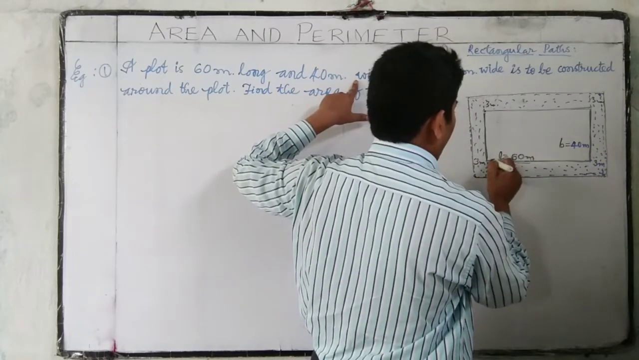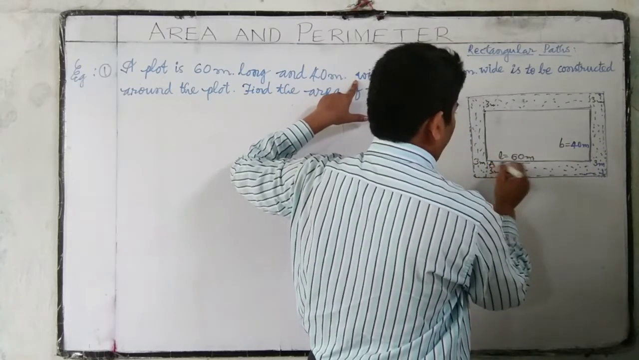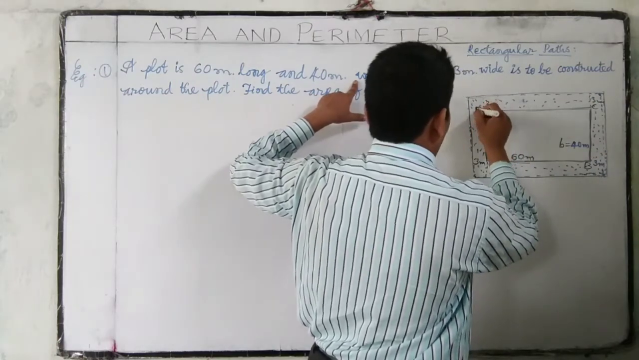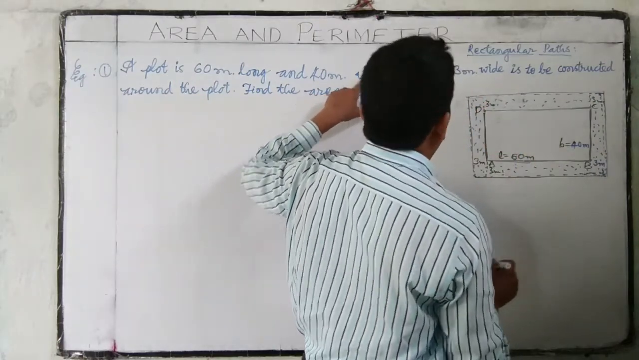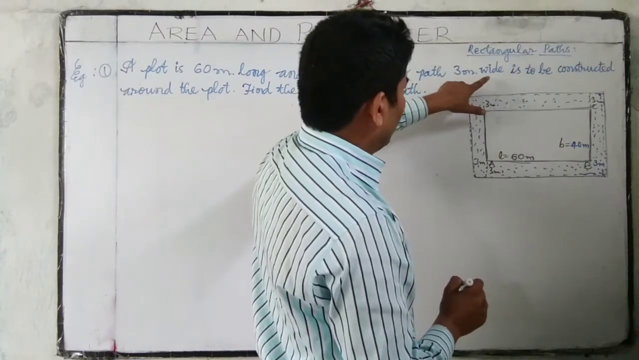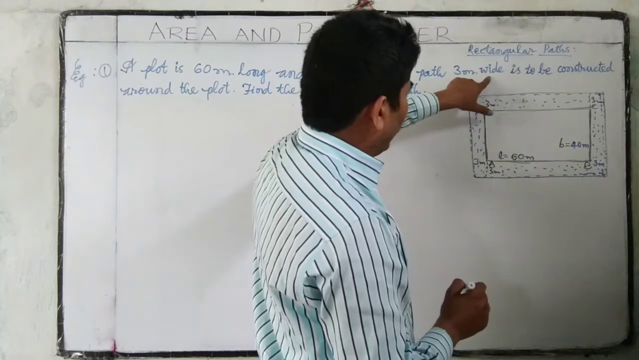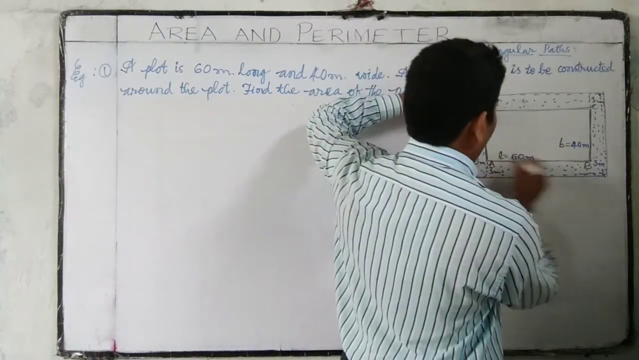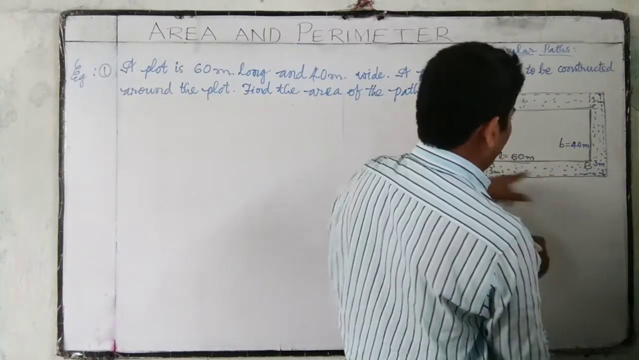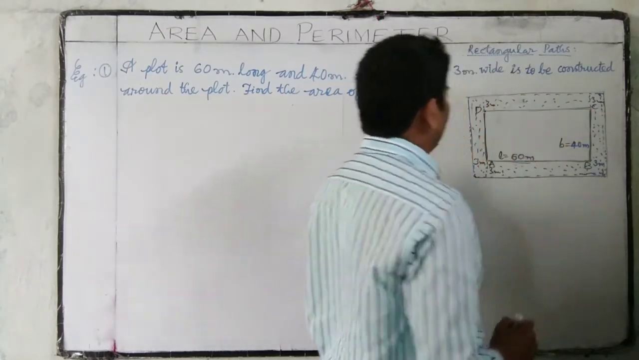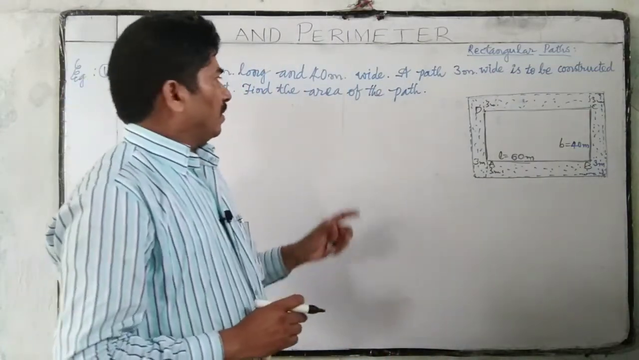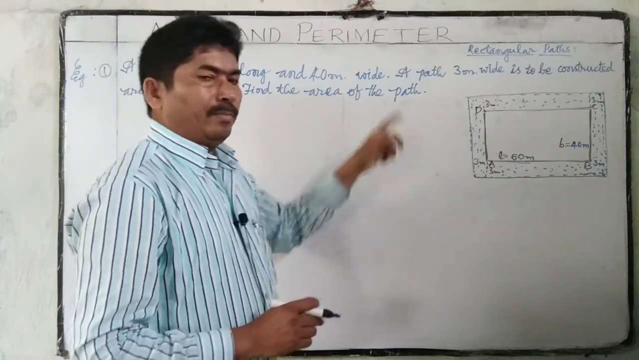So this is a rectangle ABCD, and the width is also given. Wide means width, 3 meters. The width of the path is 3 meter is given. So using this we can find the area of the path.